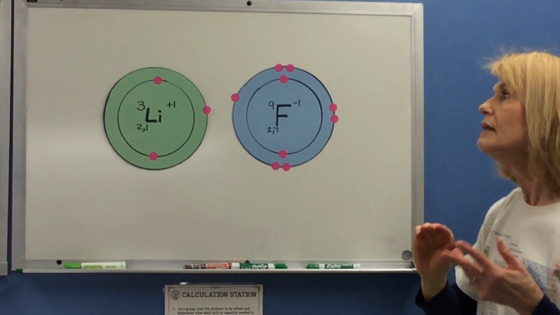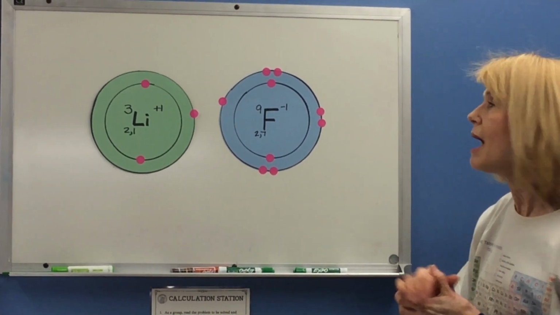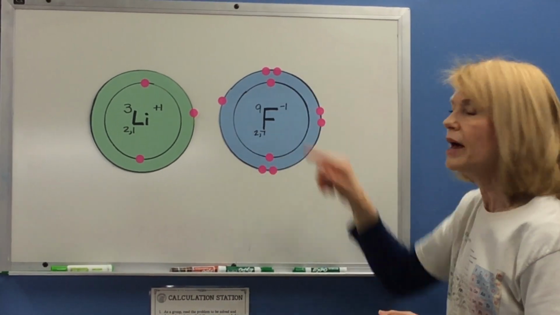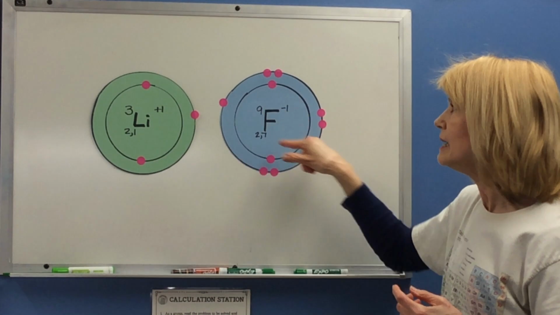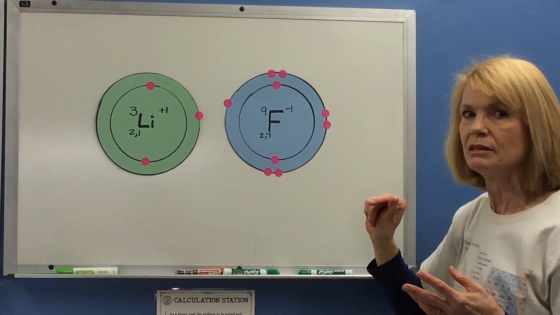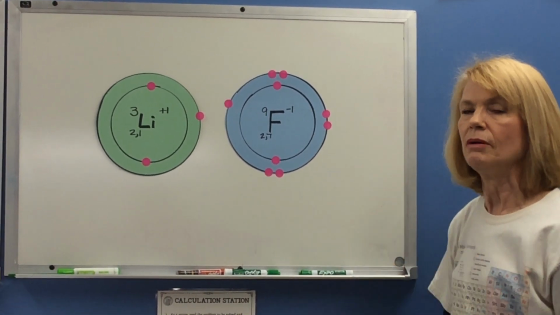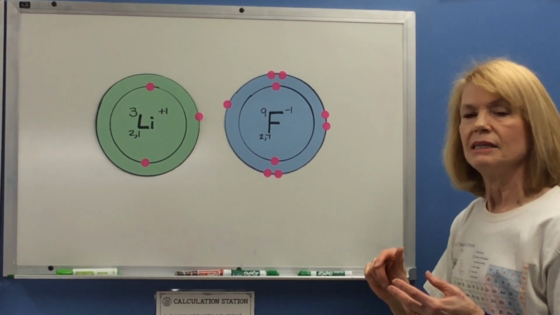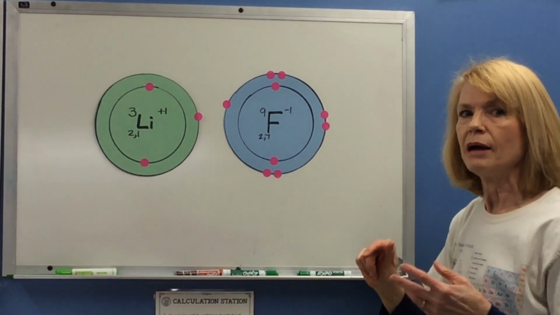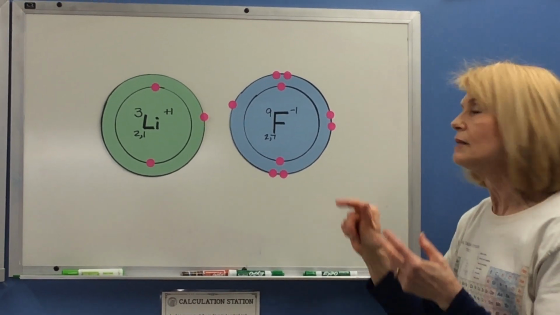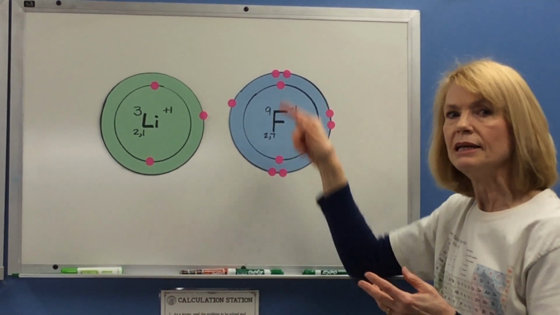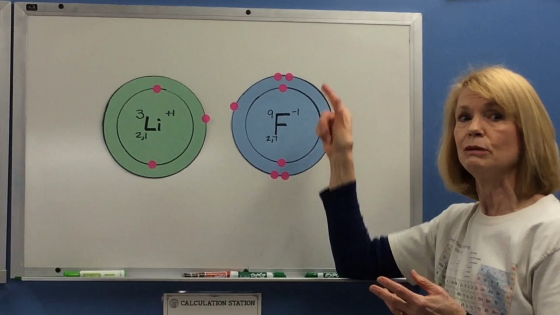The only electrons that we're really going to worry about are the ones in the outermost shell, because those are the ones that move. The electrons in the inner shells stay put, in most cases. There's some weird things that we're not really going to get into, but for our purposes, the electrons on the inside stay put. The only electrons that move are the ones in the outermost shells.